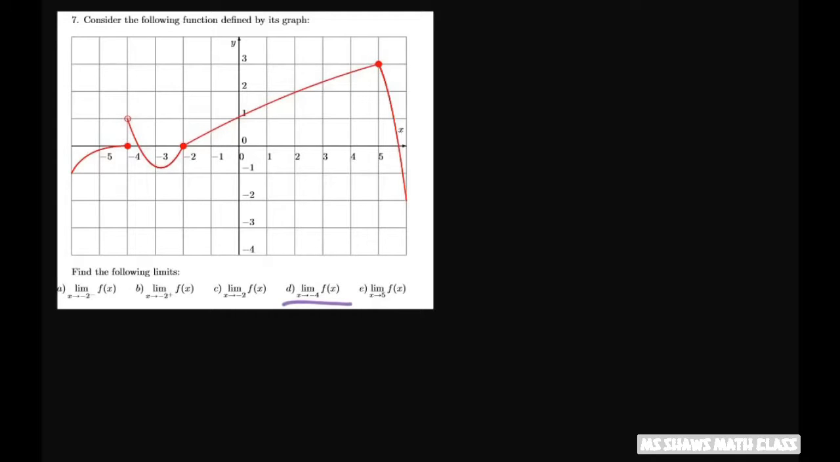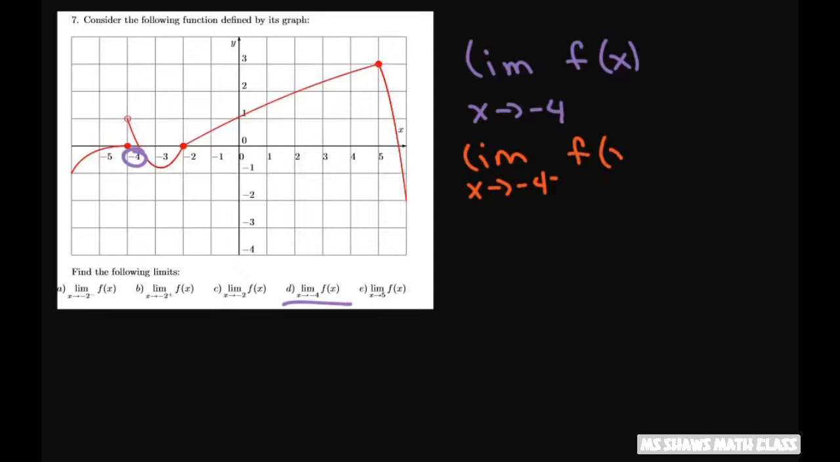We have the limit as x approaches -4 of f of x. So here's our -4. Now we have to go from the left. So if we take the limit as x approaches -4 from the left of f of x, we go here, and we're at 0 again. However, when we take it from the right side, it means you travel this path. You start from the right and go left.